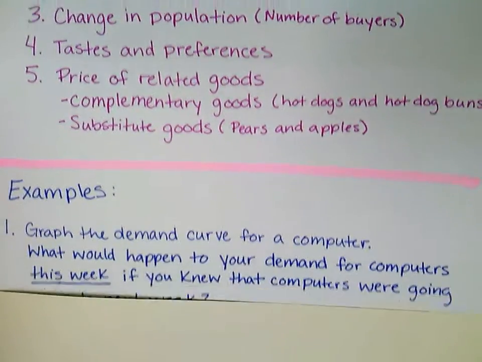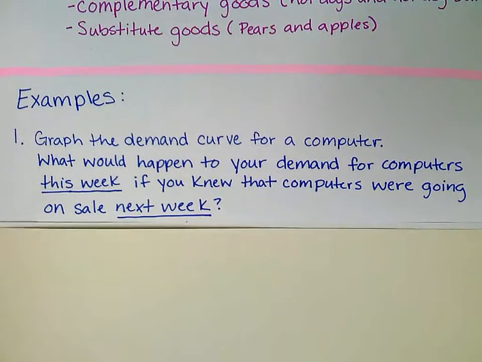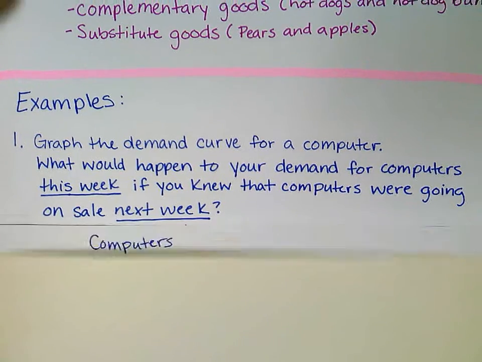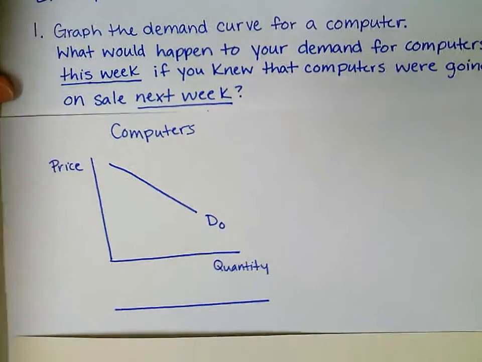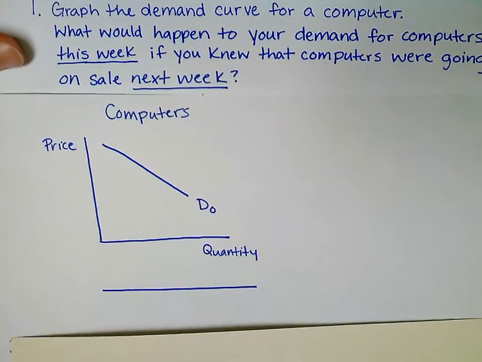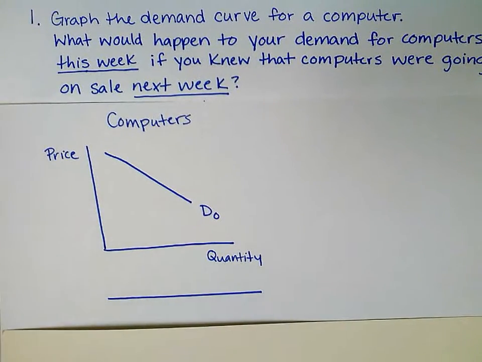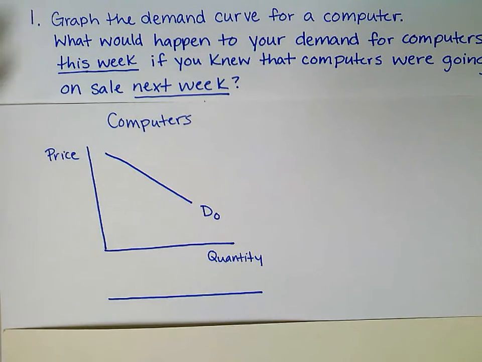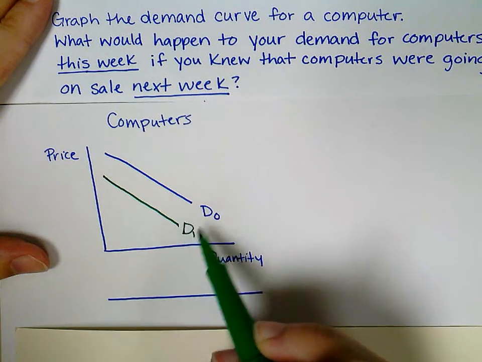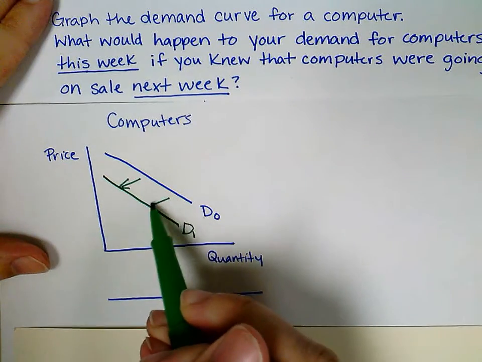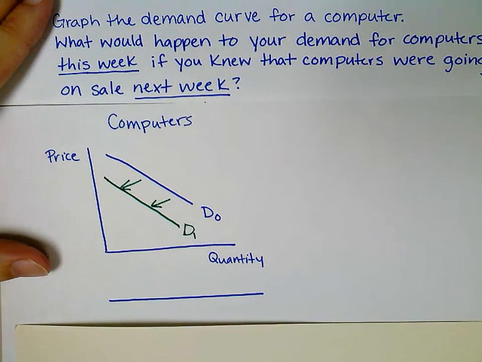So let's try to do a few examples. First example, what would happen to your demand for computers this week if you knew that computers were going on sale next week? If I know that computers are going to go on sale, I'm not going to buy them this week because I want to wait till the price goes down. Because as you learned, the law of demand states that we're going to buy more when the price is lower. So since I'm not buying as much, demand is going to shift to the left, and this is what your graph is going to look like.